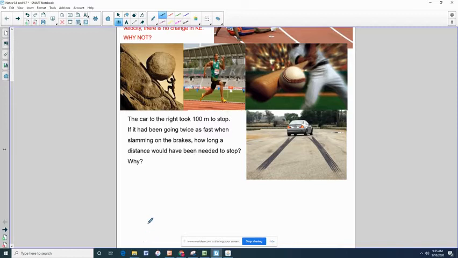Okay, so we have the car to the right took 100 meters to stop. If it had been going twice as fast when slamming on the brakes, how long a distance would have been needed to stop and why?